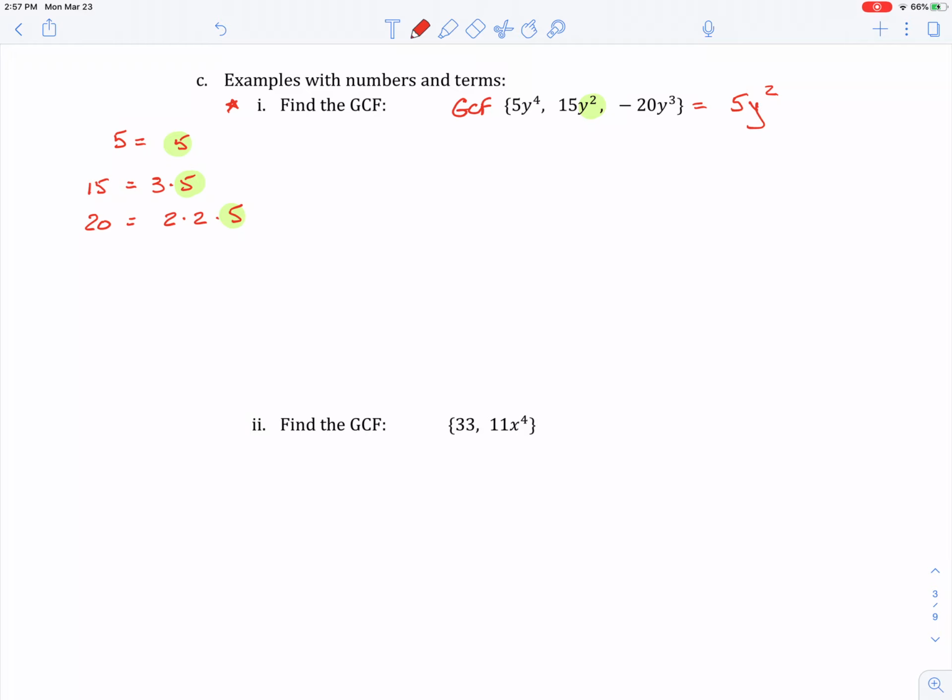All right, so I hope that's a pretty good intro there for finding the GCF.